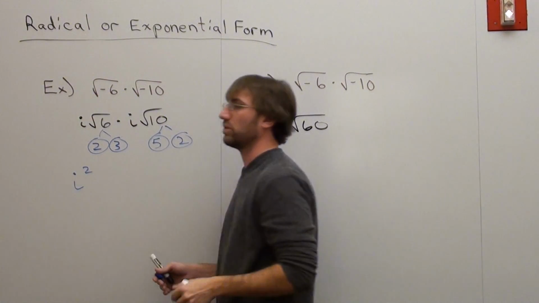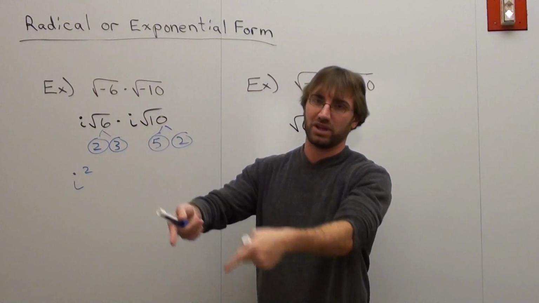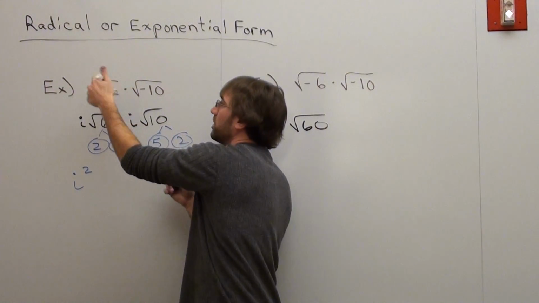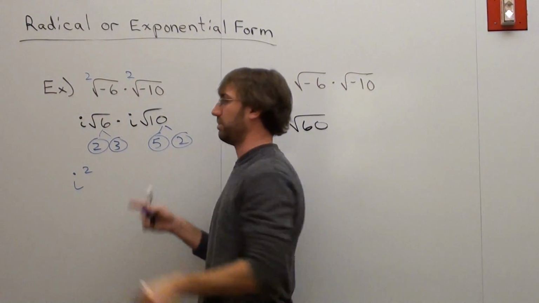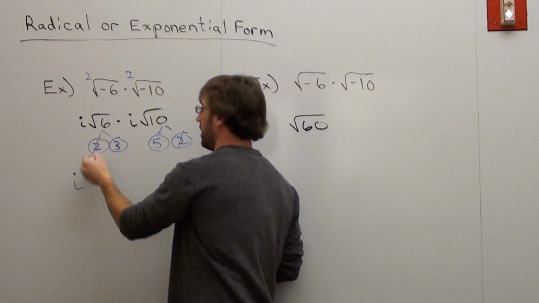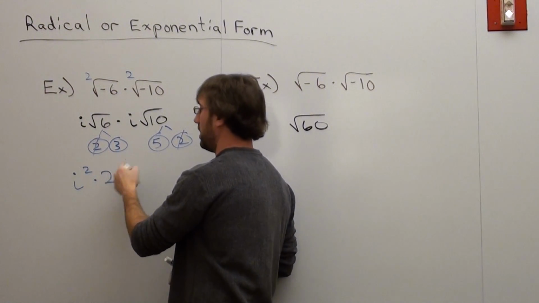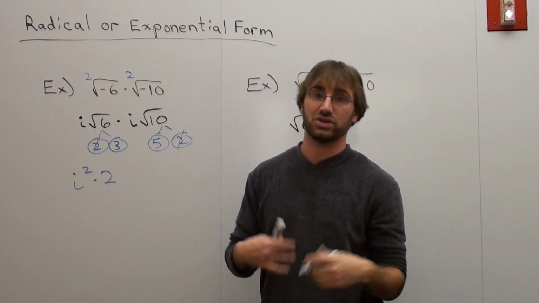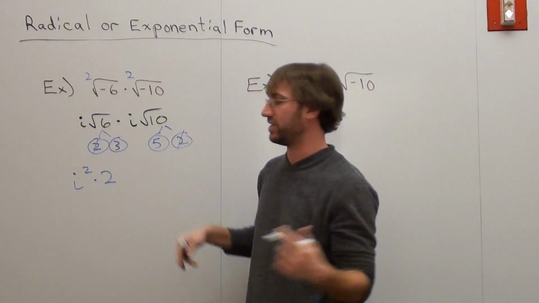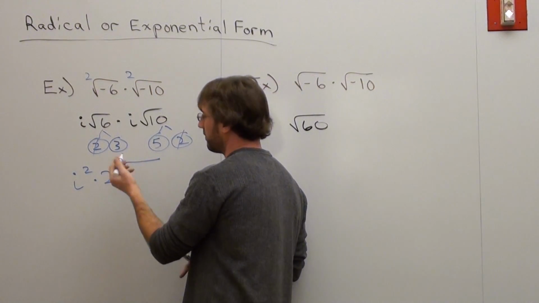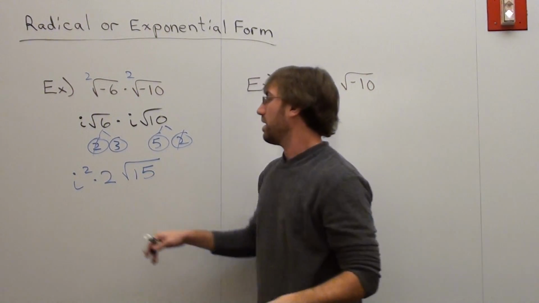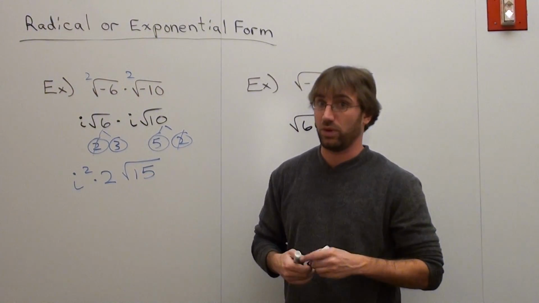2 times 2, when they're both outside, becomes a 2. You're pulling out 2 of a kind. They have to come out in pairs. So, pull out a 2. Then I have a 3 and a 5 left over, so they don't have their partner and they have to stay inside. That's root 15. i squared by definition is -1.